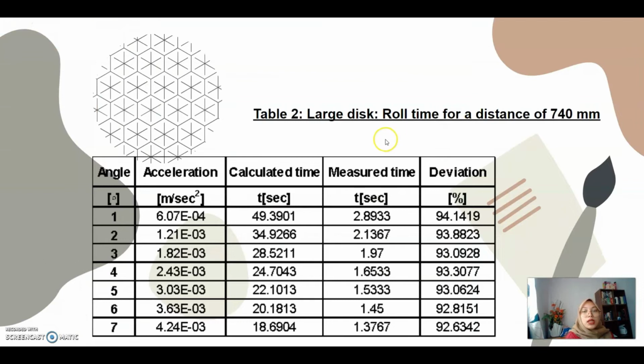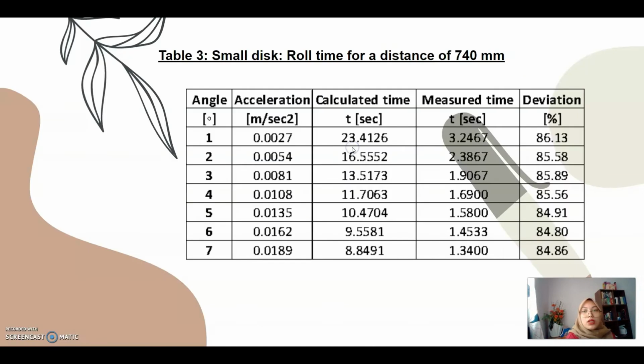For table 2, there are values for acceleration, calculated time, measured time, and deviation for the large disc. All these values we calculated from the previous formulas that I have shown before. Measured time here is from the timing that we took from the experiment. Table 3 is the same as table 2. All these values we got from the formulas that I have shown before.